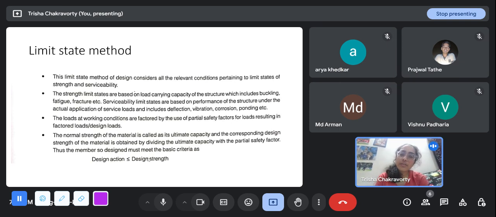This considers all the relevant conditions pertaining to limit states of strength and serviceability. The strength limit states are based on load carrying capacity of the structure, which includes buckling, fatigue, fracture, the ones we looked at. Serviceability limit states are based on performance of the structure under actual application of service load. It includes vibration, deflection, corrosion, etc.